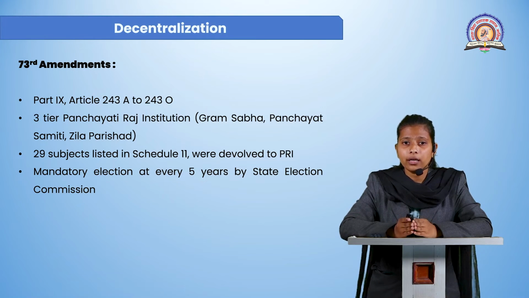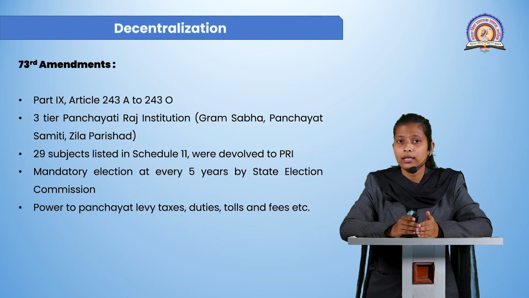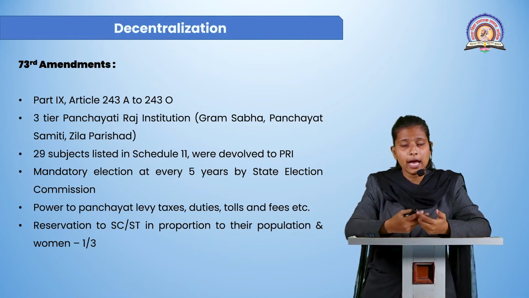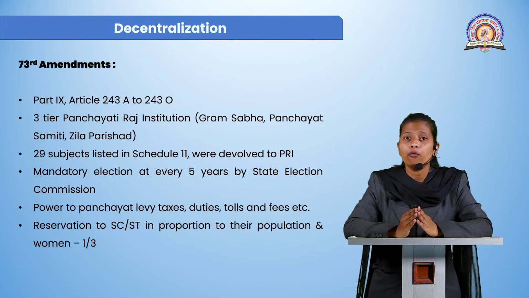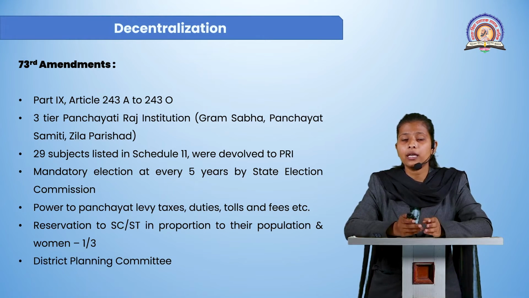Now there was a mandatory election after 5 years by the State Election Commission, and the power of the Panchayat was to levy tax, duties, tolls, fees, etc. at the local level, and there are reservations for SCs and STs in proportion to their population, and one-third of seats for women in the Panchayati Raj. As we have noted, till the Mauryan and post-Mauryan period, women were not allowed or mentioned in the Panchayati Raj. But by the 73rd amendment, one-third women were also allowed to enter the Panchayati Raj. And the last one, the District Planning Committee, is headed by the head of the Panchayati Raj.